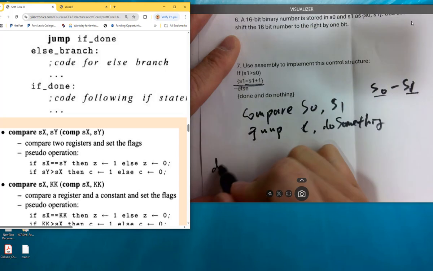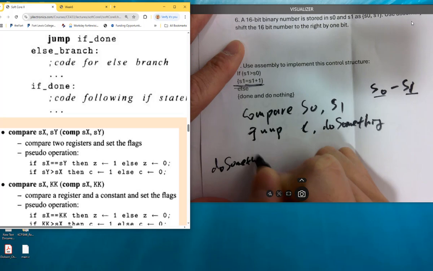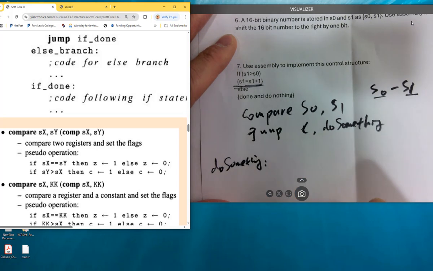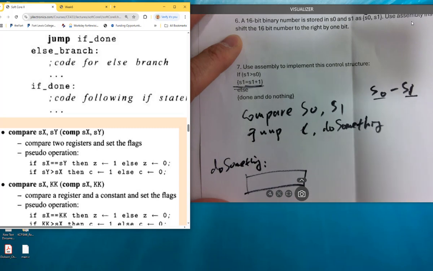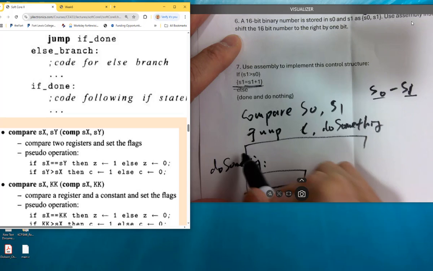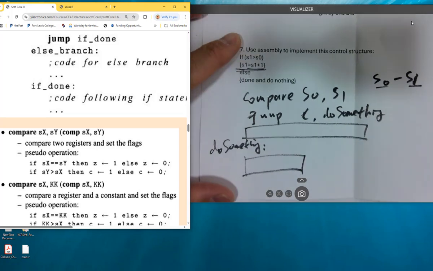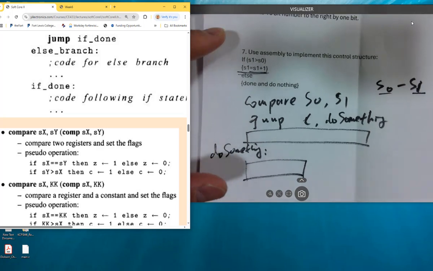So do something is the address here, right? Do what? Just add S1, comma 1 in hex. Otherwise, it needs to jump to done, or just some kind of infinite loop. Yeah. Let's do it.